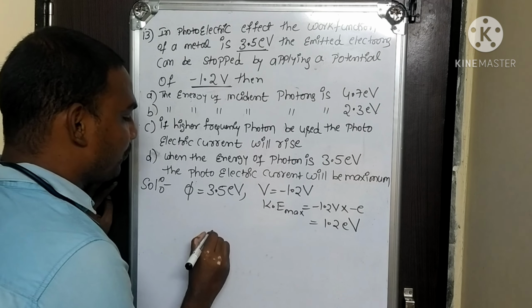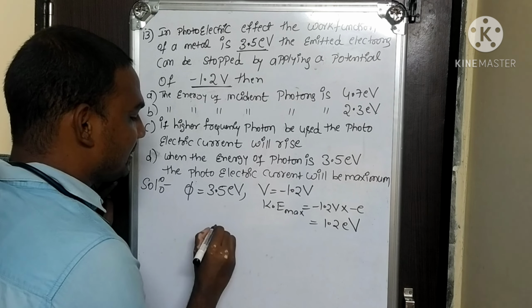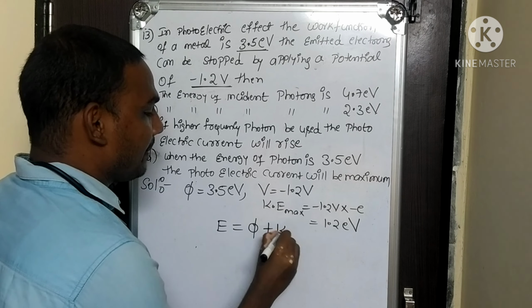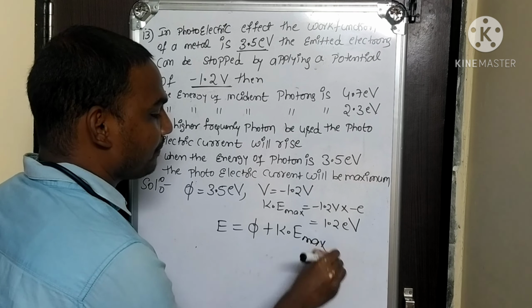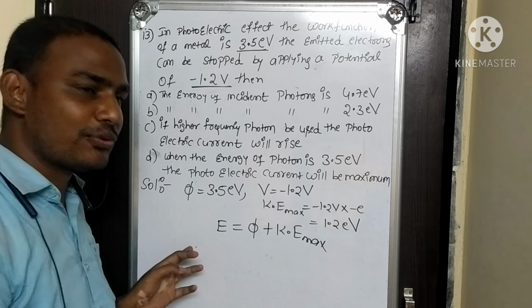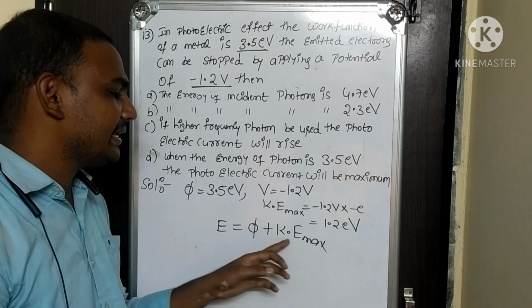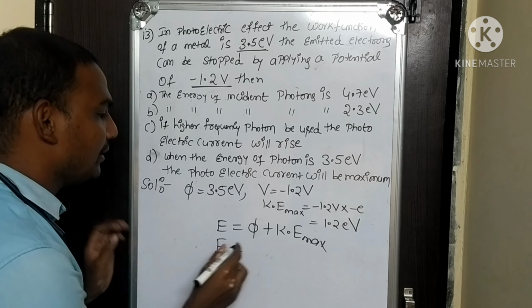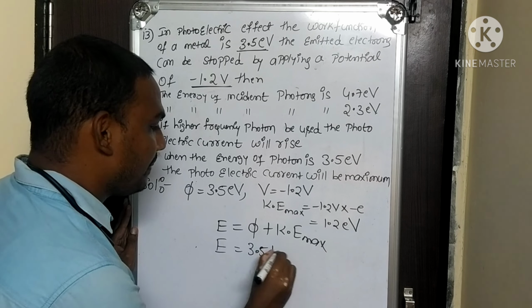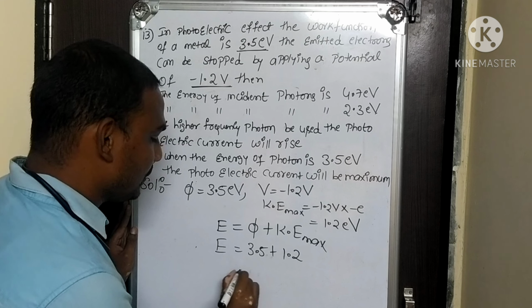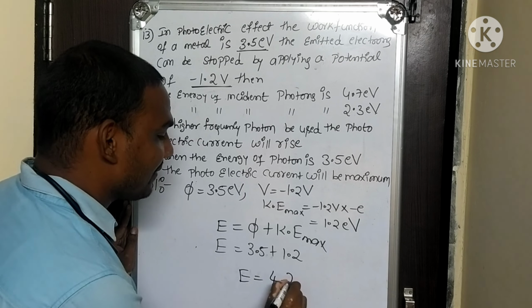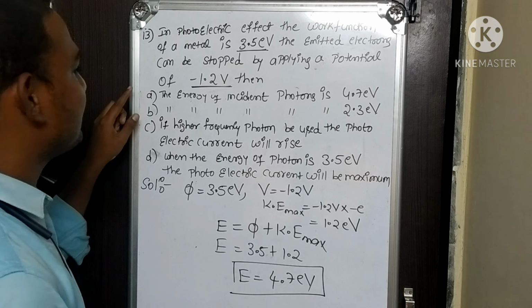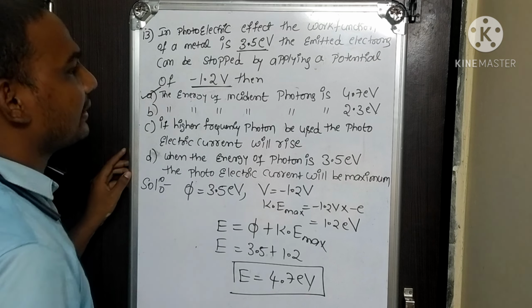Already we know, according to the photoelectric equation, energy of incident photon E is equal to work function phi plus maximum kinetic energy Ke max. Here E means energy of incident photons, phi means work function, Ke max means maximum kinetic energy. So E is equal to 3.5 work function plus maximum kinetic energy 1.2. So E is equal to 4.7 electron volt, the energy of incident photons. From these options, A is the correct option.